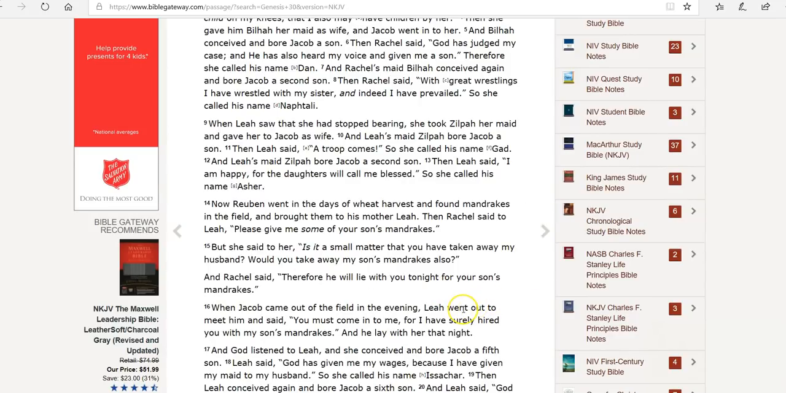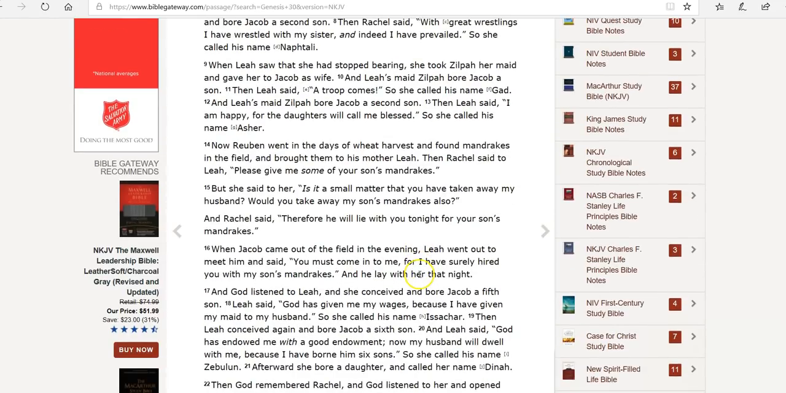So now Reuben, who was the firstborn of Leah, went in the days of wheat harvest and found mandrakes in the field, and he brought them to his mother Leah. Then Rachel said to Leah, "Please give me some of your son's mandrakes." But she said to her, "Is it a small matter that you have taken away my husband, that you now want to take away my son's mandrakes also?" So we can tell that there's a hint of jealousy here. And Rachel said, "Well, therefore he will lie with you tonight for your son's mandrakes."